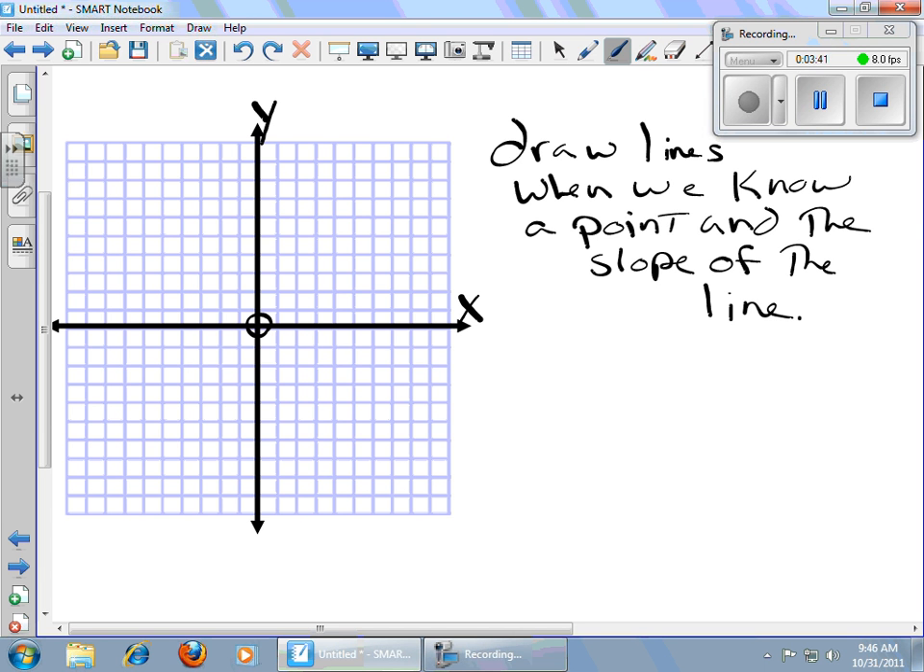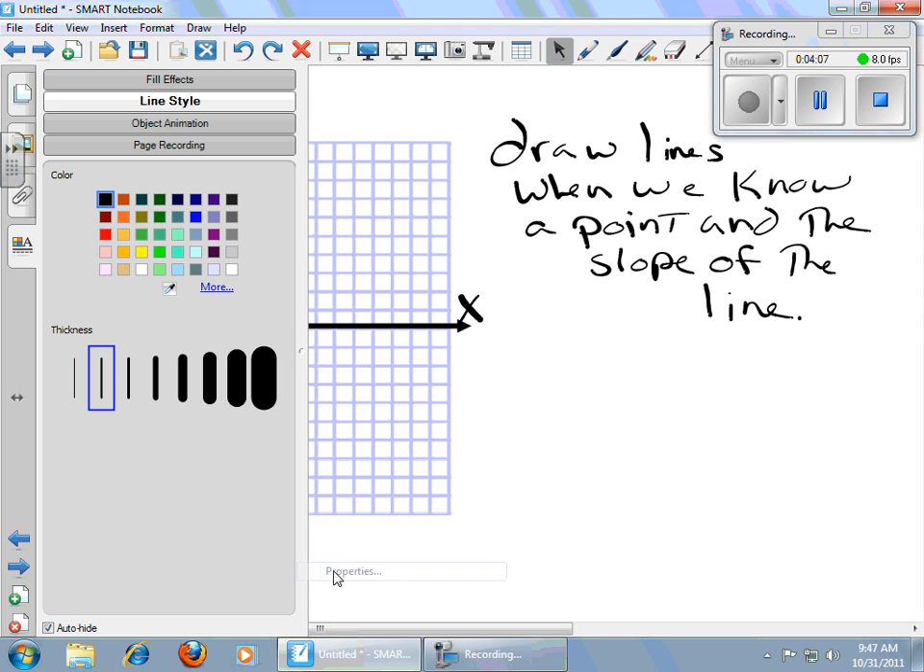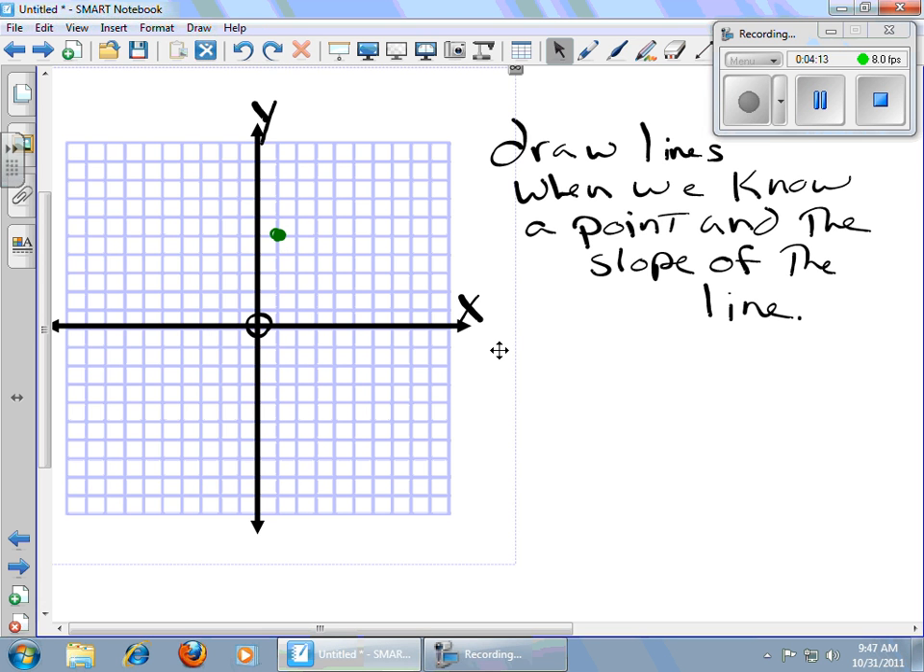So we're going to plot a point, and then we're going to use the rise and run of the slope to figure out where this line goes. It's a pretty subtle point, but we must have 2 points to make a line. If we only have 1 point, say this point right here, I don't know what line goes through that point. In fact, there are an infinite number of lines that can go through that point.